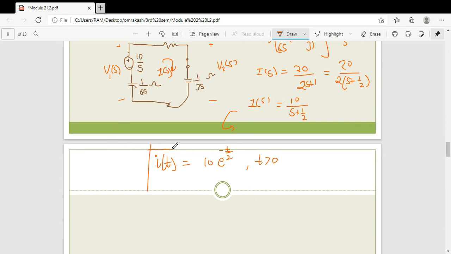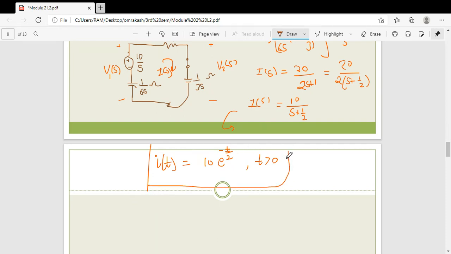So this is your current. Now you need to use that value for finding V of s, right? So this is an expression for current.